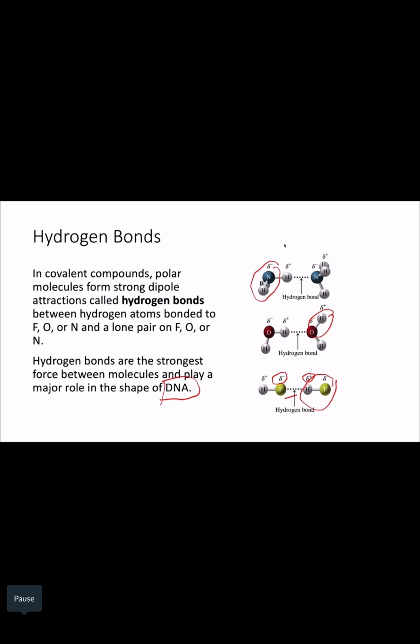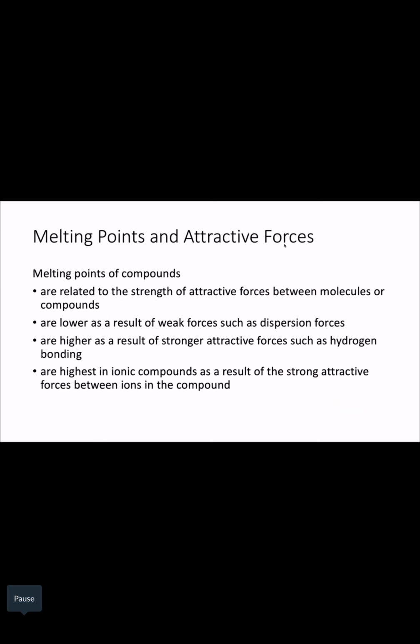Okay. How does this affect melting points and attractive forces? The melting points of a compound are related to the strength of the attractive forces between the molecules. Lower as a result of weak forces such as dispersion. Okay. Higher results when you have attractive forces such as hydrogen bonding. Highest when it's ionic compounds. Okay, those are going to be the ones that are going to be highest in melting point.